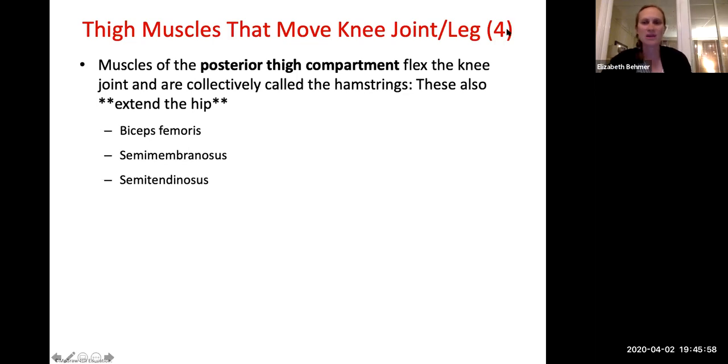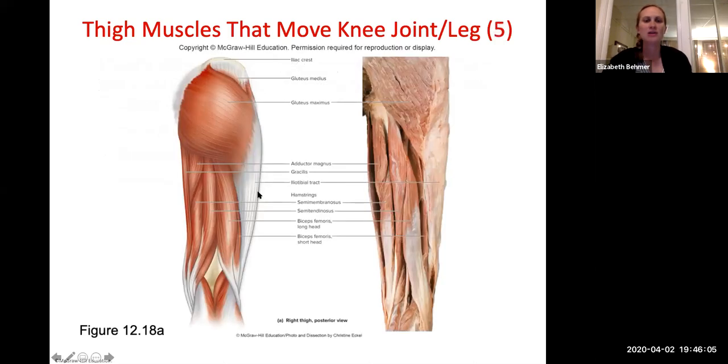These are the 3 hamstring muscles if you haven't gotten them yet. And hopefully we'll show you a picture here. So here is a posterior view of a right leg. The 3 hamstring muscles, the easiest way to remember them: the biceps femoris will always be on the lateral side of your hamstring muscles. So you have a long head and a short head of your biceps femoris. Don't worry about that. Just know that your biceps femoris is on the lateral side of the hamstring muscles.